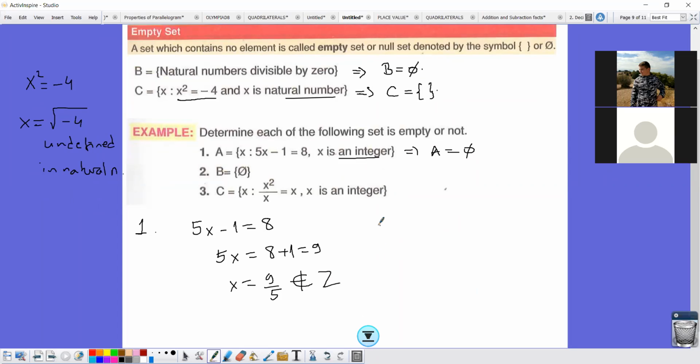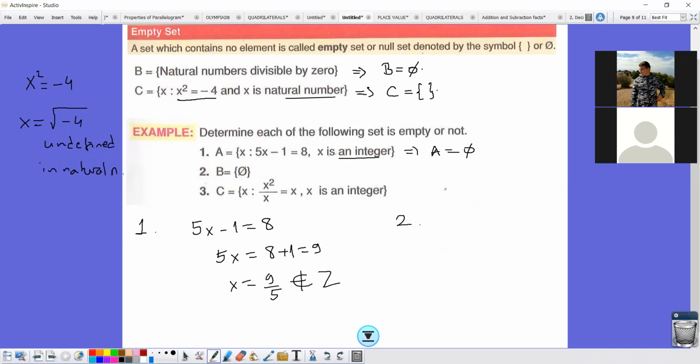Did you understand? Yes, teacher. What about B? Is B an empty set or not? Alexander, what do you think? Is B an empty set or not? Not, teacher. It's not? Why? Because it's... Teacher, I don't know how to explain.